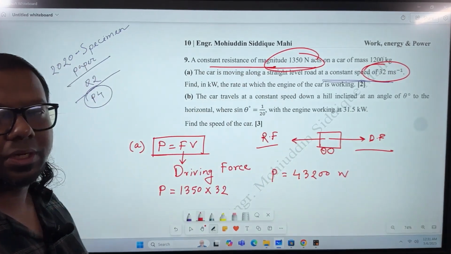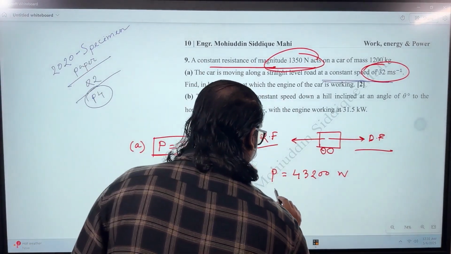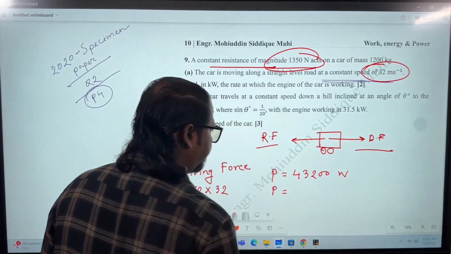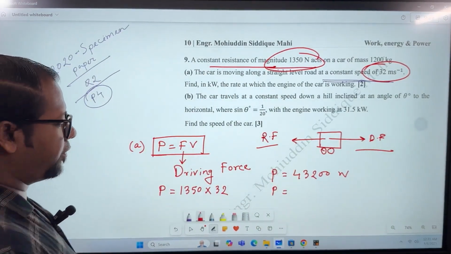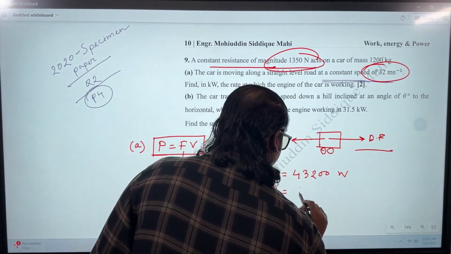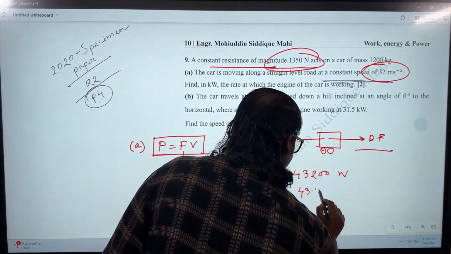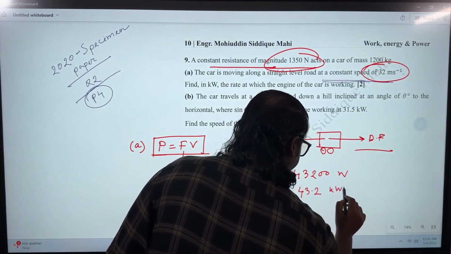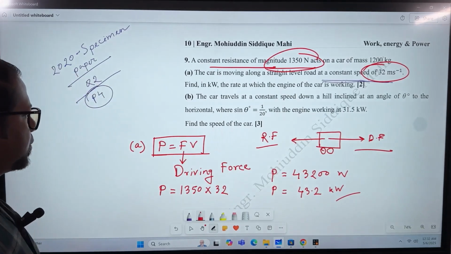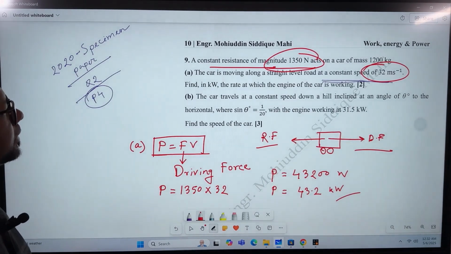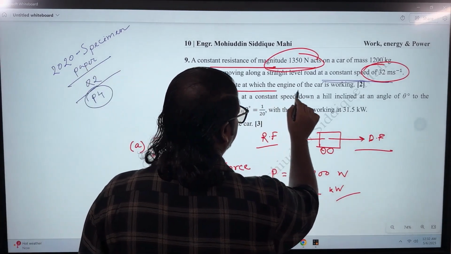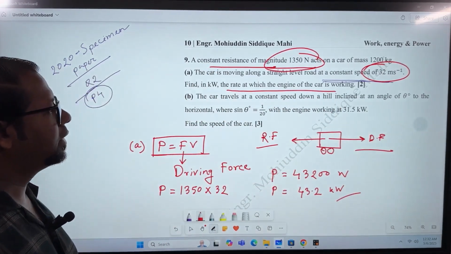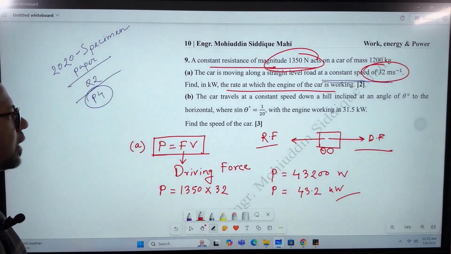But we need to find the answer in kilowatt. If you want to convert it into kilowatt, you need to divide it by 1000. So the power will be 43.2 kilowatt. That will be the rate at which the engine of the car is working. So always remember, the rate at which the engine of the car is working means they're asking about the power of the car.